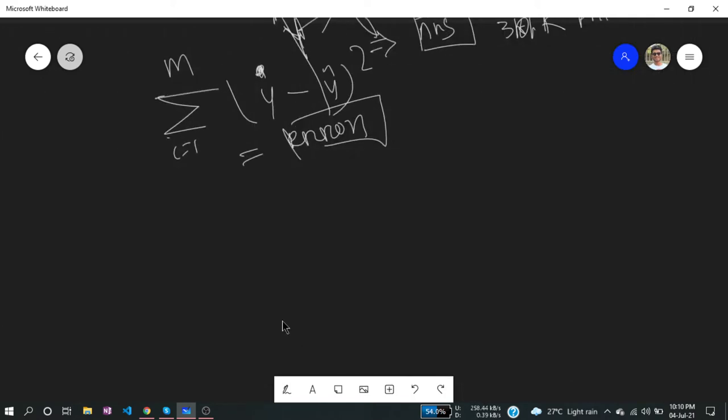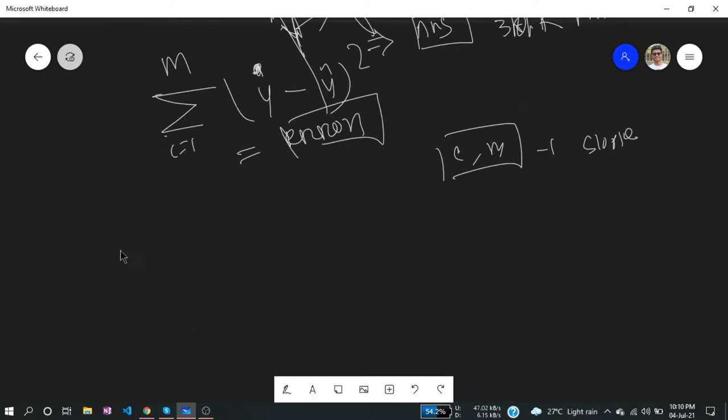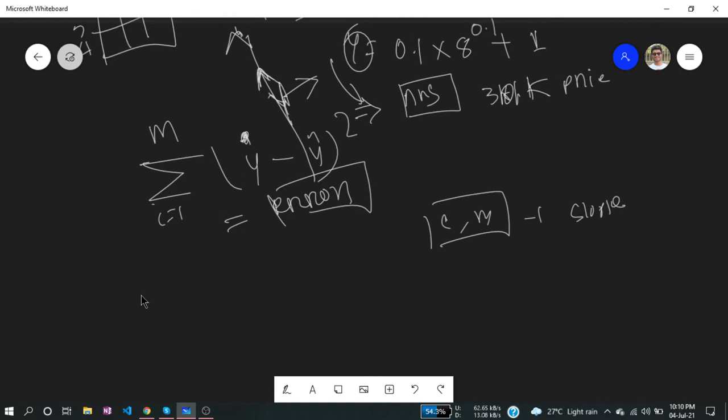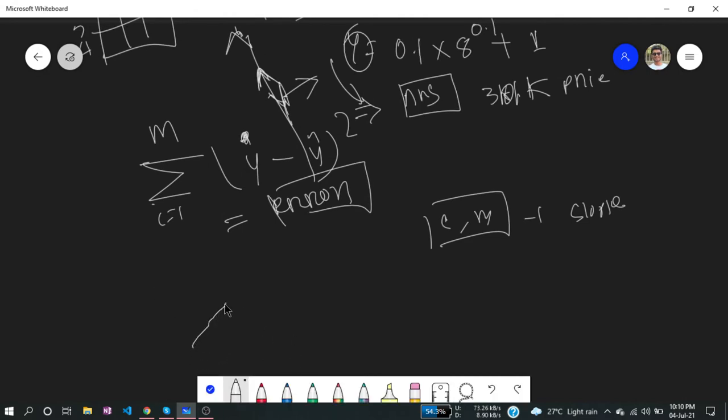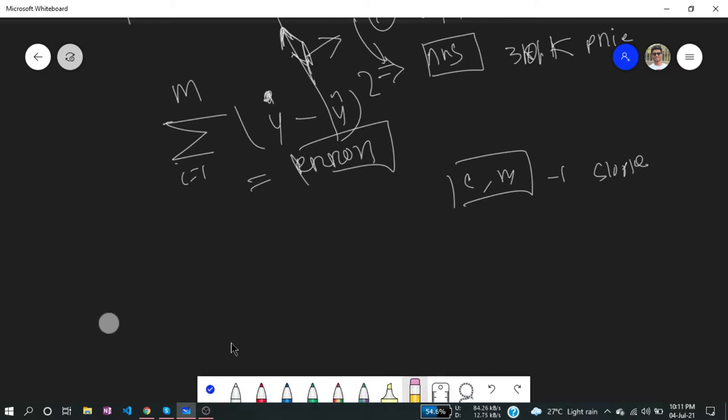Now based on this error, we have to update our C and M, our intercept and slope. There the gradient descent comes into the picture. So now this was all about calculating the error. Now we have to minimize this error by using some awesome formula. Automatically it will understand this is the best fit line.